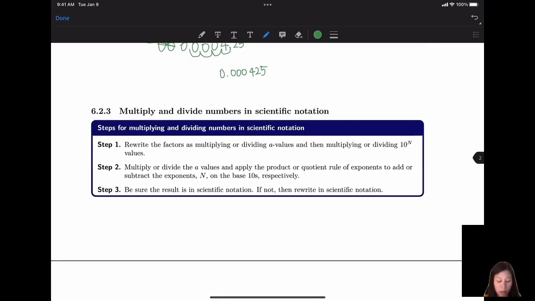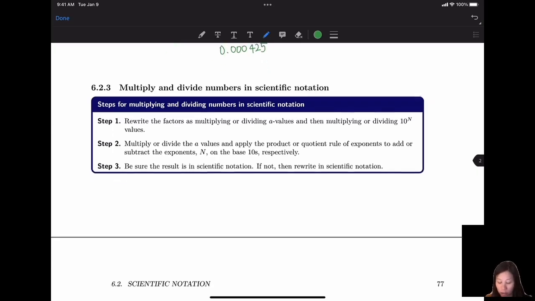Okay, for multiplying and dividing numbers in scientific notation, here are the steps. You rewrite the factors as multiplying or dividing the a values, then multiplying or dividing the 10 to the power values. The second step is you multiply or divide the a values and apply the product or quotient rule of exponents, to add or subtract the exponents on the base ten, respectively. Be sure that the result is in scientific notation. If not, then rewrite it in scientific notation.